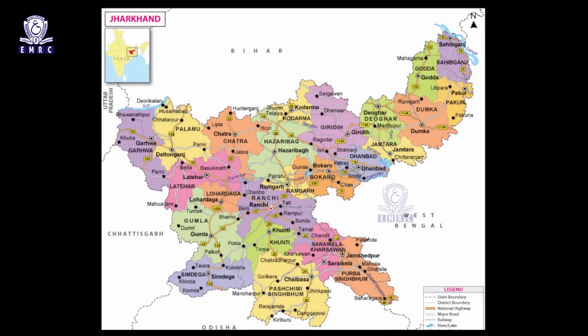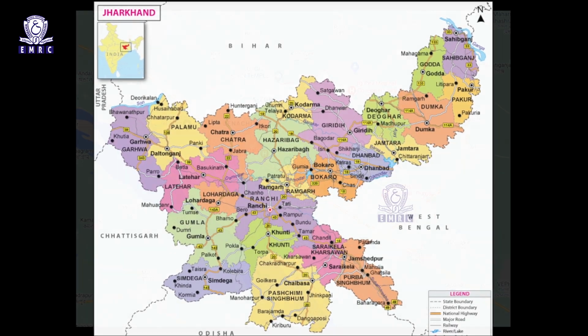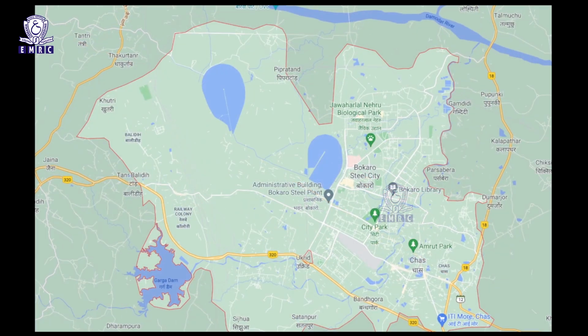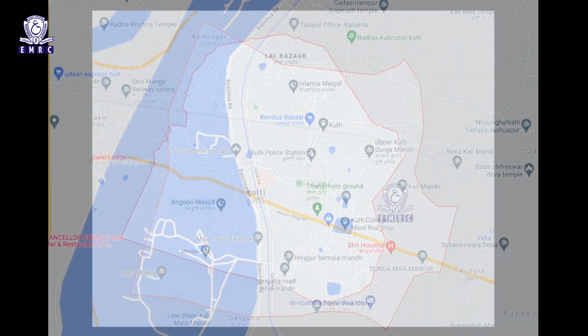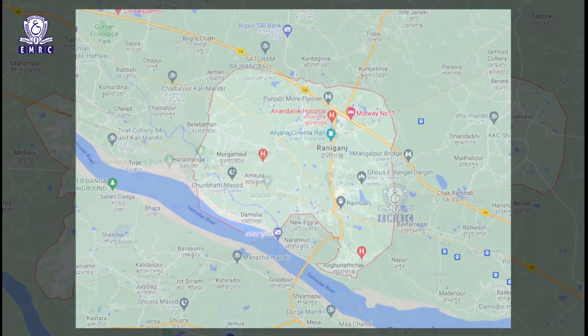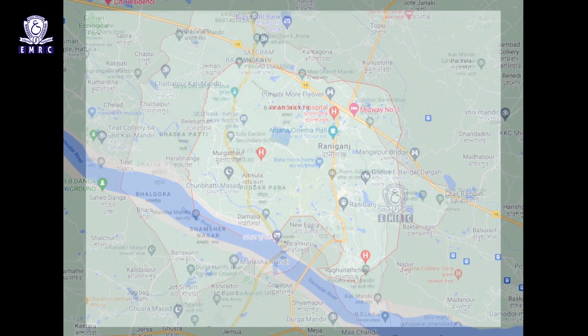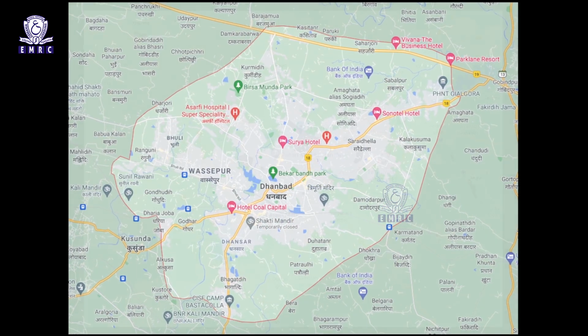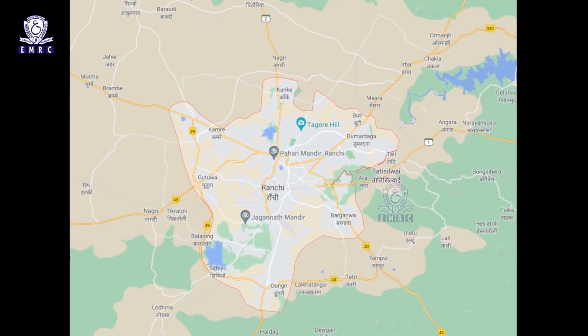The major industrial areas of this region are steel cities of Jamshedpur, Durgapur, Bokaro, Hirapur, Kulti, Asansol, coal centers like Raniganj, Jharia, Dhanbad and township of Ranchi, etc.